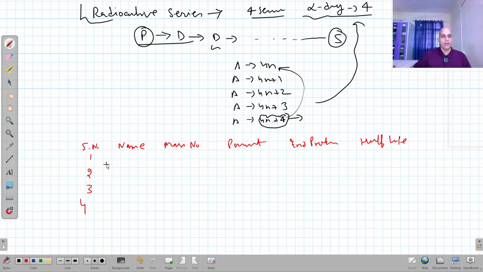If I look at this, then the first series is thorium. It is 4n, and the parent nucleus is thorium 232 with atomic number 90, and the end product is lead 208 with atomic number 82. Half-life period is approximately, I am writing approximately, 10 raised to power 10 years. The second one is neptunium.